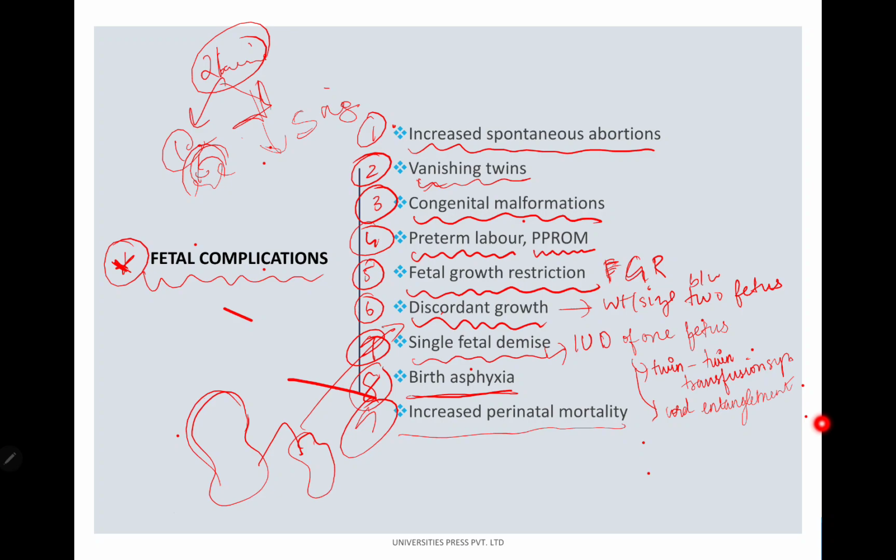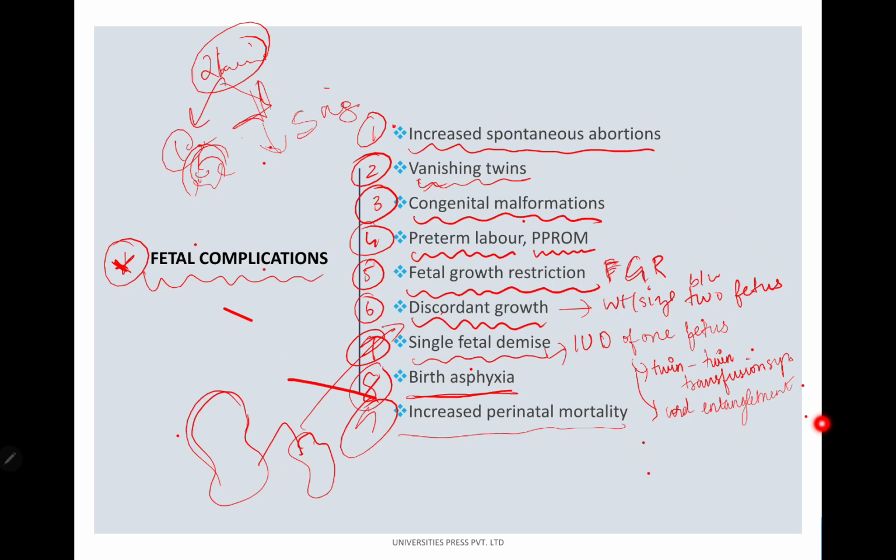Let me revise it. The first one is there is a high chance of increased spontaneous abortions. Vanishing twins, where a multiple pregnancy results in a singleton pregnancy. The third complication is congenital malformations. Fourth complication is preterm labor and preterm premature rupture of membrane. Fifth complication is fetal growth restriction. Sixth complication is discordant growth. What do you mean by discordant growth? Weight and size of the two fetuses are drastically different. And then moving on to the seventh complication, that is single fetal demise.